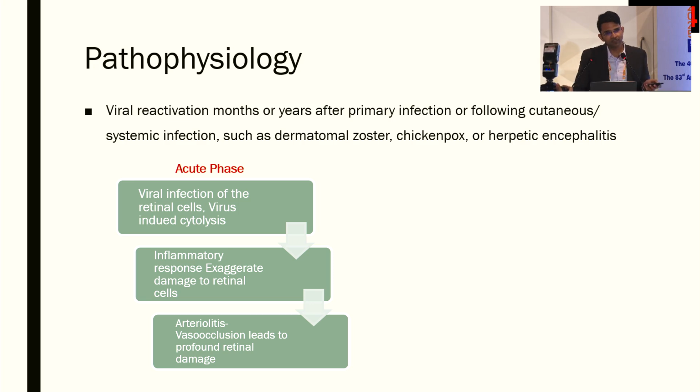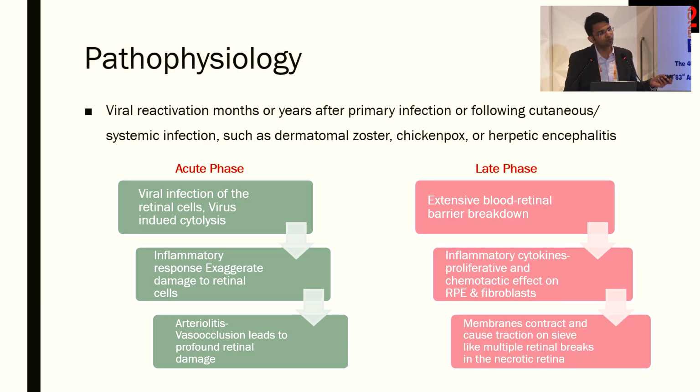There are two distinct phases of ARN. In the acute phase, you have virus-induced cytolysis, and that leads to an inflammatory response which damages the retina further. You also have arteriolitis, which leads to occlusion of the capillary network, and capillary non-perfusion happens, which compounds the retinal damage. In the cicatricial stage, because of the acute phase, a lot of cytokines are released into the vitreous cavity. These cytokines act on the RPE and the fibroblasts, and membranes form and contract. In addition, there is necrosis of the retina. So these membranes contract and act on the breaks to cause retinal detachment.